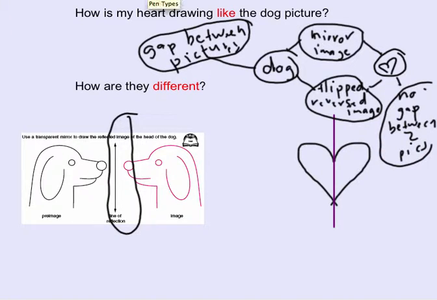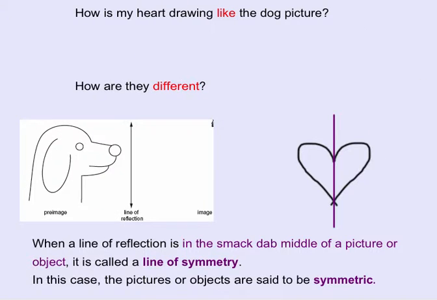So this is a hallmark sign of symmetry, my friends. And it's that when you have a line of reflection smack dab right in the middle of that picture between your image and your pre-image, this is what we call the line of symmetry. It's not a line of reflection anymore, it's a line of symmetry. So when we have that, and there's no gap in between the pre-image and the image, we say that the objects or the pictures are symmetric.